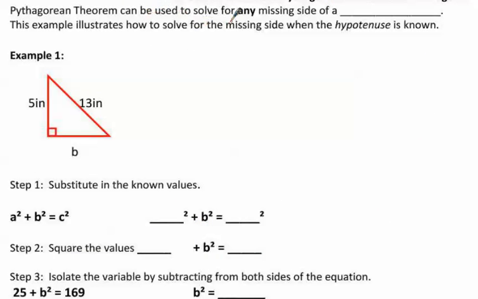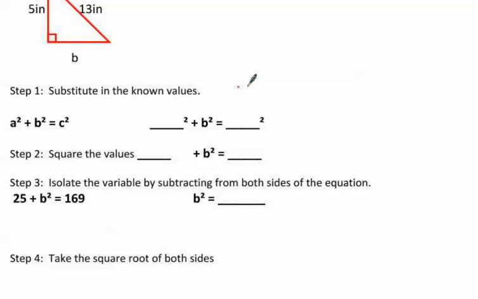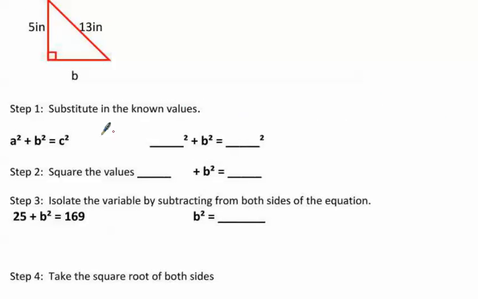Pythagorean theorem can be used to solve any of the missing sides of a right triangle. This example illustrates how to solve for the missing side when the hypotenuse is known. First, you want to substitute the known values for a squared plus b squared equals c squared. Remember, the legs are a and b, the hypotenuse is c.